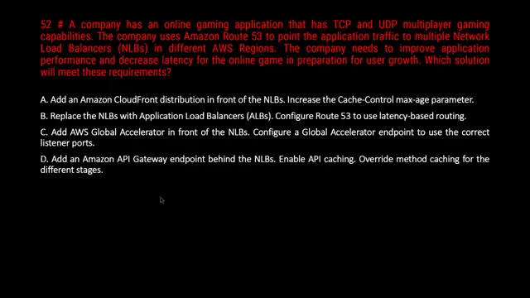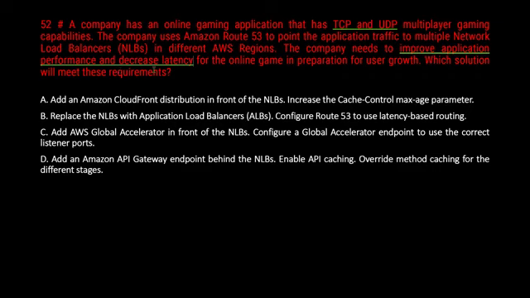Question number 52. A company has an online gaming application that has TCP and UDP multiplayer gaming capabilities. The company uses Amazon Route 53 to point the application traffic to multiple network load balancers in different AWS regions. The company needs to improve application performance and decrease latency for the online game in preparation for user growth. Which solution will meet these requirements?